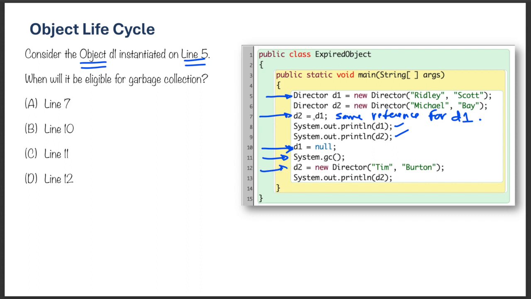Now D2 gets a new keyword, and that new keyword assigns a new memory reference to D2. At this point, at line 12, the object that was instantiated on line 5 is no longer referenced by a variable in the program, so our answer is D, line 12.